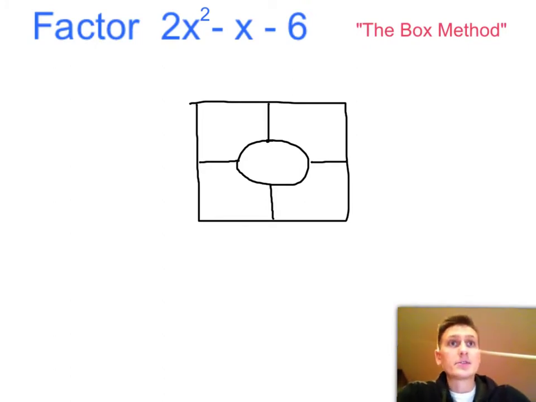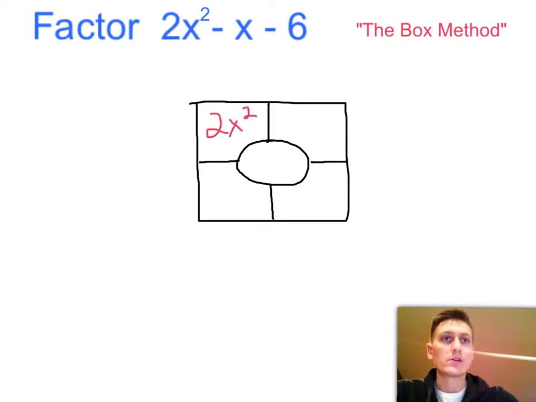Let's try to factor 2x squared minus x minus 6. We're going to use the box method like the one we used in the last lesson. The only difference is now we have a coefficient of 2 instead of negative 1. But the same process can be applied to this situation. So like before, we put the leading term of 2x squared in the upper left-hand corner. The middle term of negative x goes in the circle, and the constant term of negative 6 goes in the lower right-hand corner of the box.